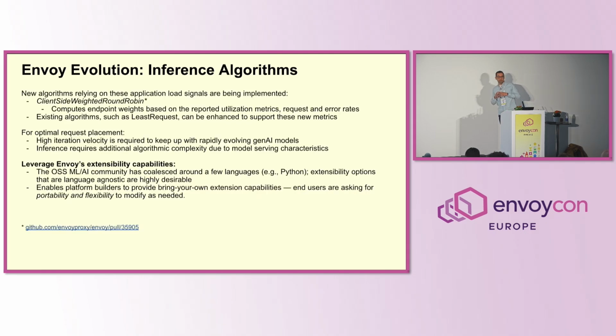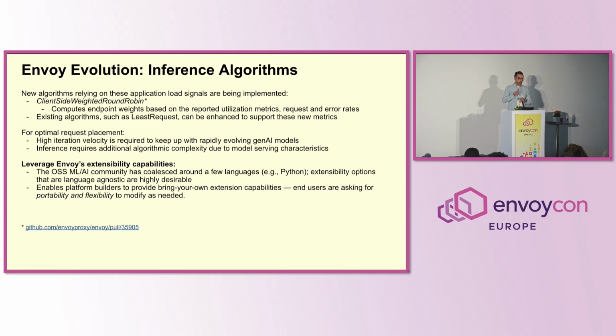So focusing on that first component, right, the inference algorithms, we have new algorithms that are actually using these application load signals to load balance. There's a new client-side weighted round-robin algorithm that computes endpoint weights based on the reported utilization metrics, as well as the request and error rates. There are also existing algorithms such as least request that can be enhanced to support these new metrics.